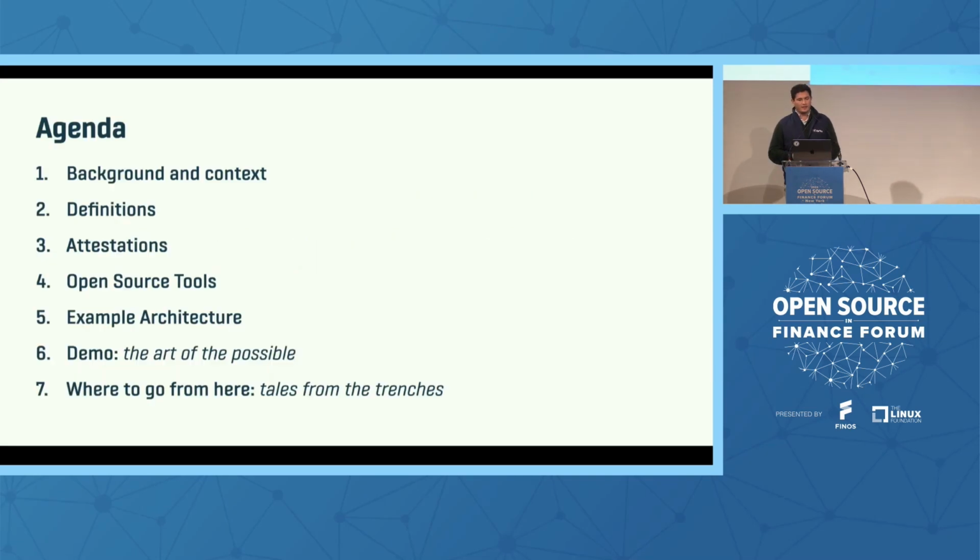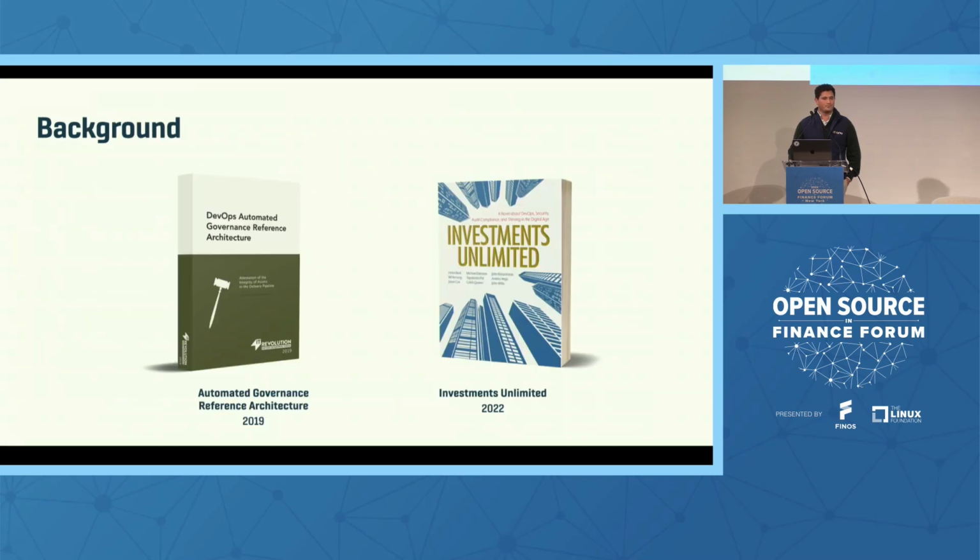So my agenda for today, I'm going to give a little bit of background and context, what we're talking about with automated governance, a few definitions. We're going to talk about attestations, then open source tools, example architecture, and demo some art of the possible before talking about where to go from here.